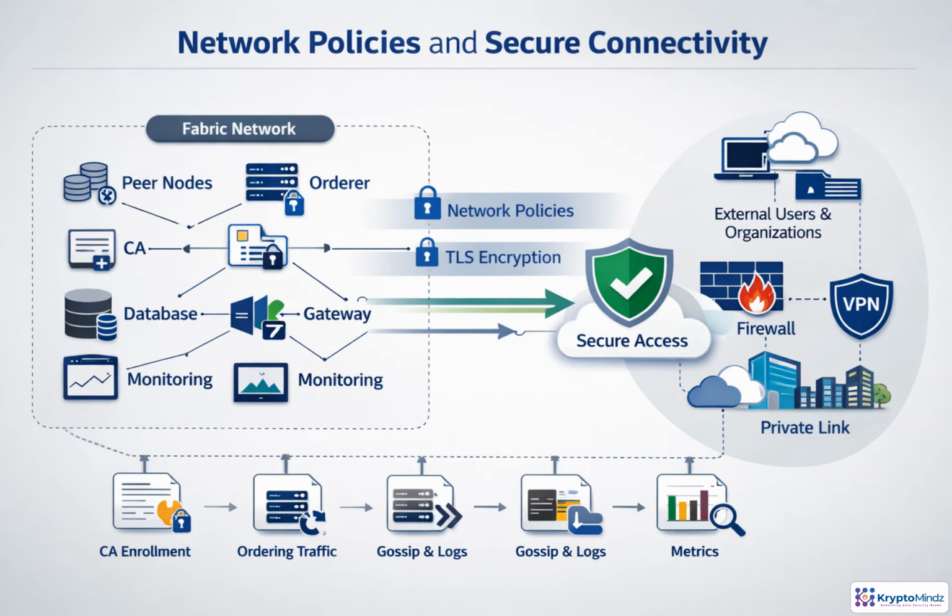The network is a security boundary, not just plumbing. Fabric components should not all communicate freely in production. Kubernetes network policies define the exact paths peers, orderers, CAs, databases, gateways, and monitoring tools require, with everything else denied by default. Approved traffic should be protected with TLS, and administrative or partner-facing endpoints should use mutual TLS. For external access, add ingress controls, firewalls, VPNs, private links, or service mesh rules, and document every allowed flow.